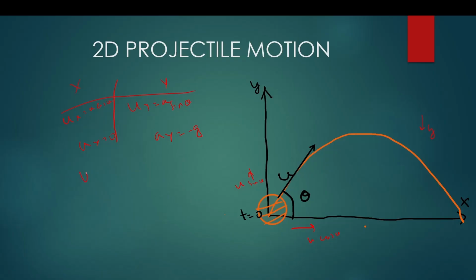Okay, so now we will try to find vx, sorry, vx equal to ux plus ax t. Now in x direction the acceleration is already 0, so you could see that the component of v in x is equal to u cos theta.